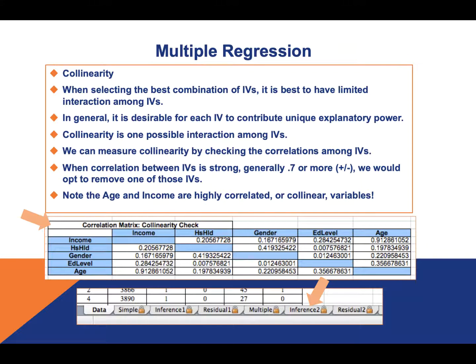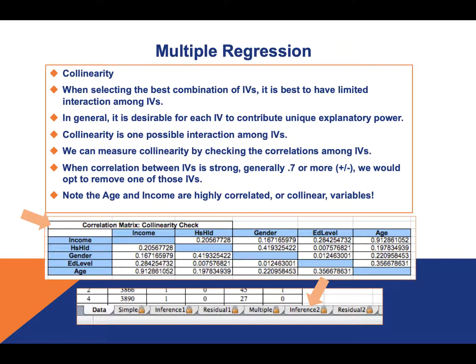We can measure collinearity on a correlation matrix by checking the correlations among our independent variables. When correlation between the independent variables is strong, generally beyond 0.7, either positive or negative, we would decide to remove one of those independent variables.